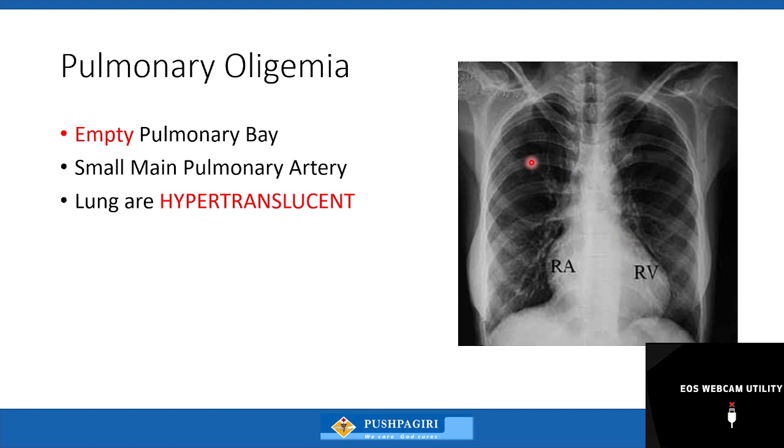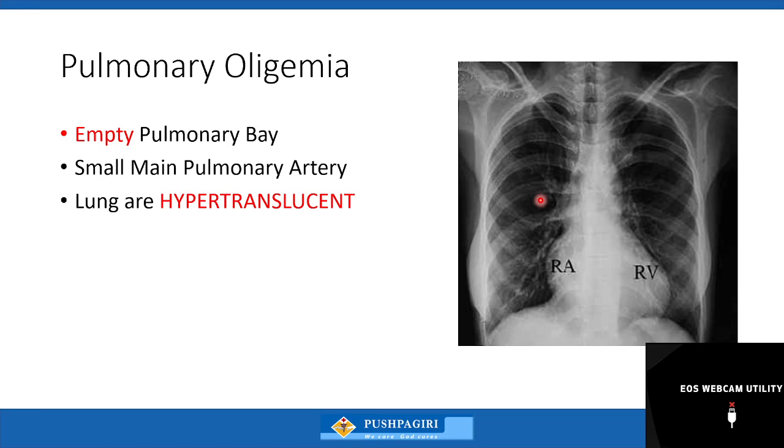And because of decreased vascularity, the lungs will be hypertranslucent. So when we see dark lung fields on chest X-ray with an empty pulmonary bay, we have to think of pulmonary oligemia. Why it is hypertranslucent is because there is less vascularity to the lung. The bronchus does not have reduced air in it, so the air in the bronchus is more for the X-ray. So air will appear darker in the chest X-ray. That's why it will be more hypertranslucent in decreased pulmonary vascularity, pulmonary oligemia.